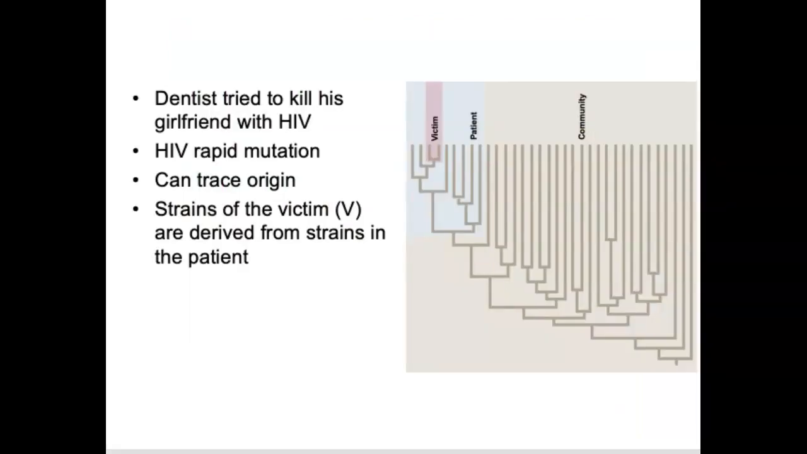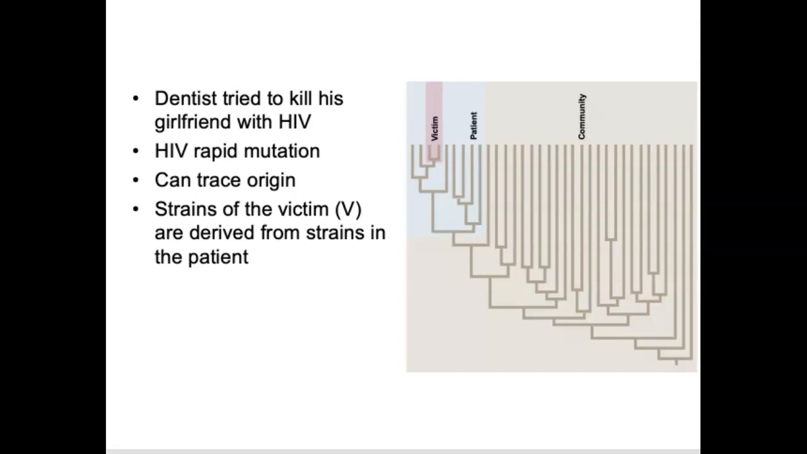All right, this is like a Jerry Springer episode here. A dentist tried to kill his girlfriend by infecting her with HIV. So she becomes HIV positive, and it gets traced back to a patient that the dentist had seen. So the dentist somehow collected HIV from one of his patients and then infected his girlfriend with it. Doesn't make sense, not the smartest, brightest bulb, but hey, people do weird things.